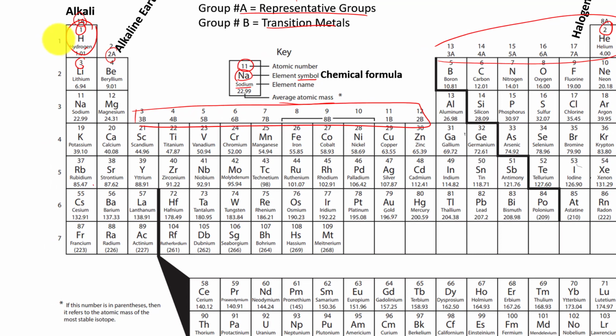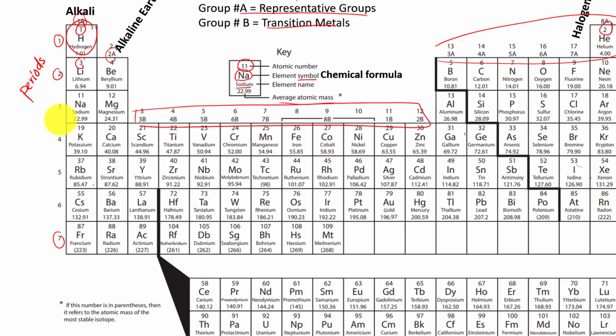Now let's go to the numbers on the side. We have 1, 2, all the way through 7. These are called the periods. And they are very important later on when we talk about electrons. So we have first period, second period, third period. And that's the reason why it is number 1, 2, 3, 4, all the way to 7. And we will talk about that later. So that is the general description of the periodic table.